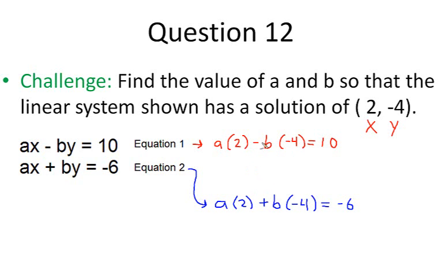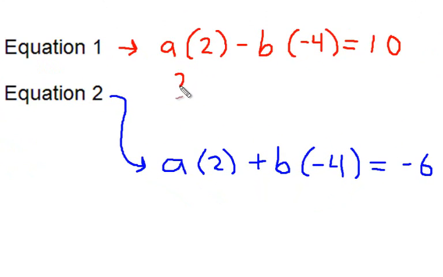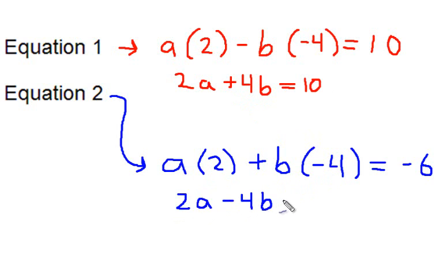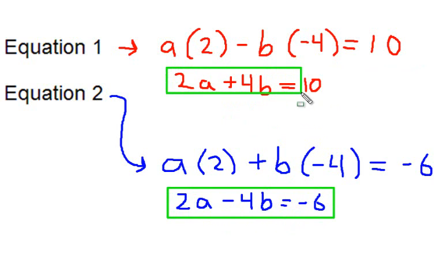Okay, so next I'm going to simplify each of these expressions. 2 times a is going to give me 2a. Negative b times -4 is going to give me a positive 4b. And this is equal to 10. For the second equation, I'm going to multiply 2 times a. I'm going to get 2a. Now if I multiply b times -4, that's going to give me -4b. And this is equal to -6. From here you guys should be able to solve this using substitution. You have two equations. You need to solve for a variable. Once you solve for a variable, you can substitute that into the other equation and solve for your a and b.